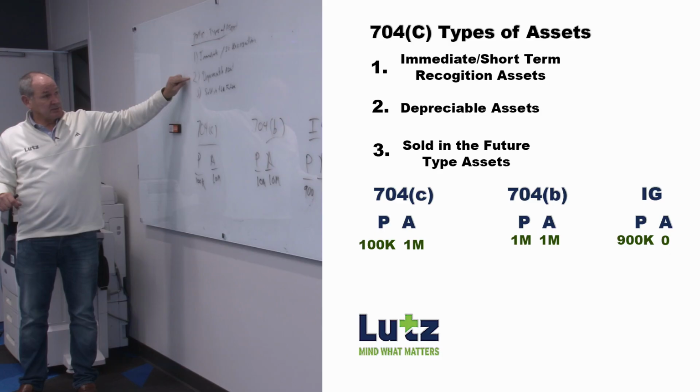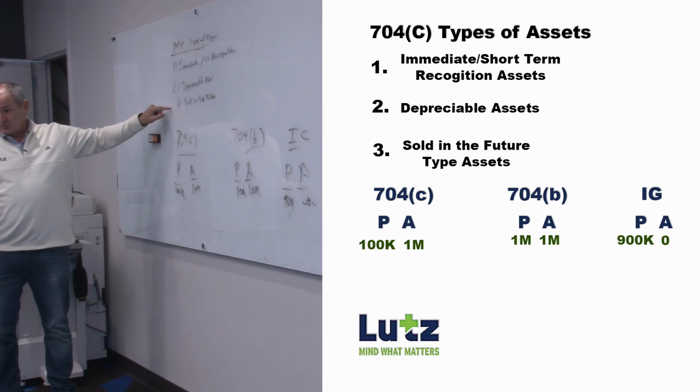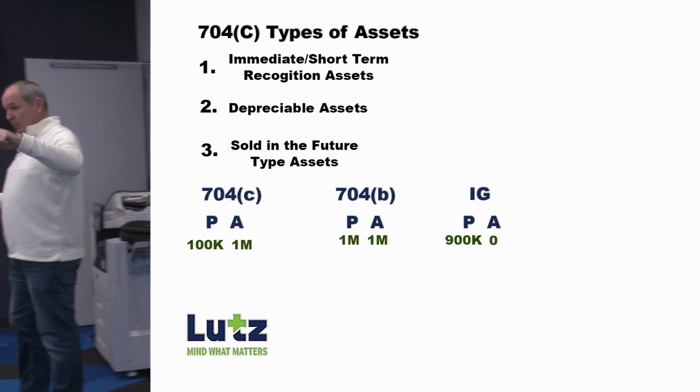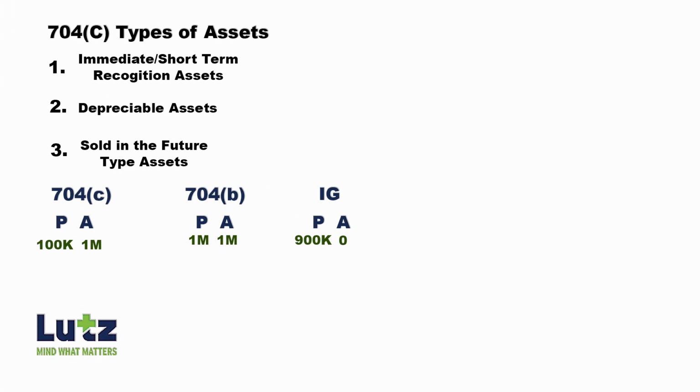Okay, so now, what land falls into which category? Is it short-term immediate? No. Is it depreciable? No. Sold in the future. So that inherent gain is sitting there waiting to generate a required allocation, and the only time that's going to generate a required allocation is when? When it's sold.